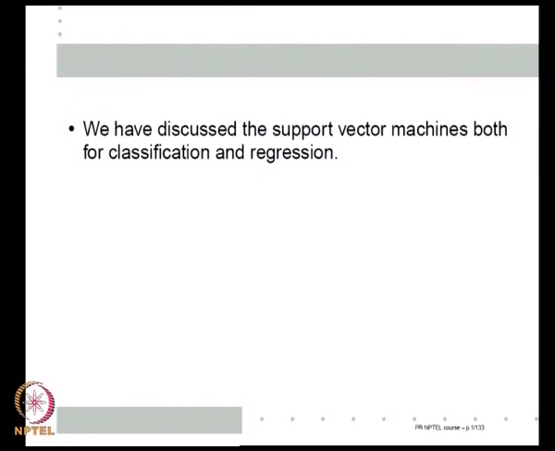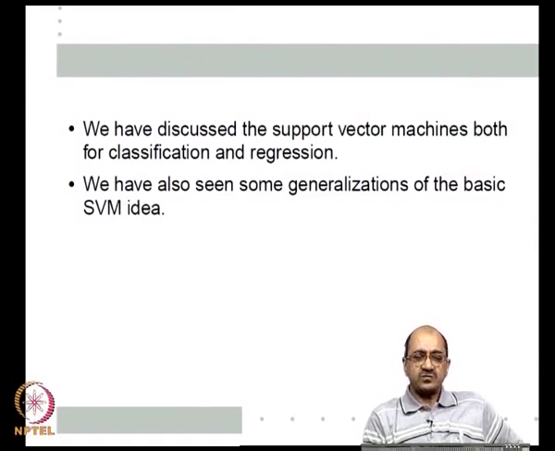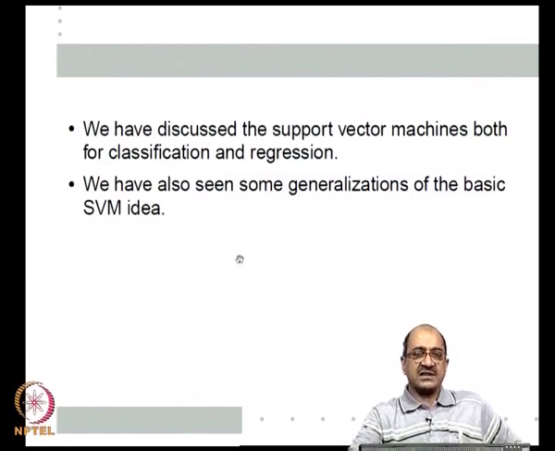The basic support vector machine learns an optimal hyperplane for 2-class classification, and we have also seen how we can do support vector regression using the epsilon insensitive loss function. We also saw some generalizations of the basic SVM idea, for example the new SVM, a way to add b square to the primal objective function so that the dual becomes very simple to solve, which is called successive over relaxation SVM. So, we have seen some of the generalizations of the basic SVM idea.